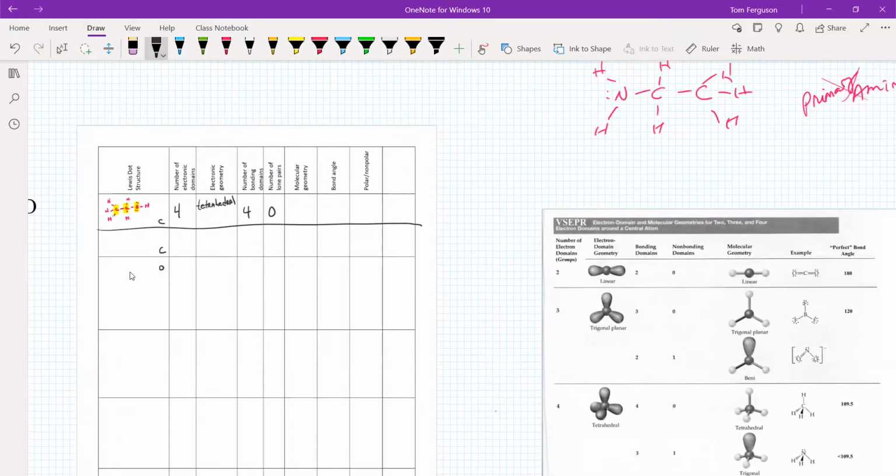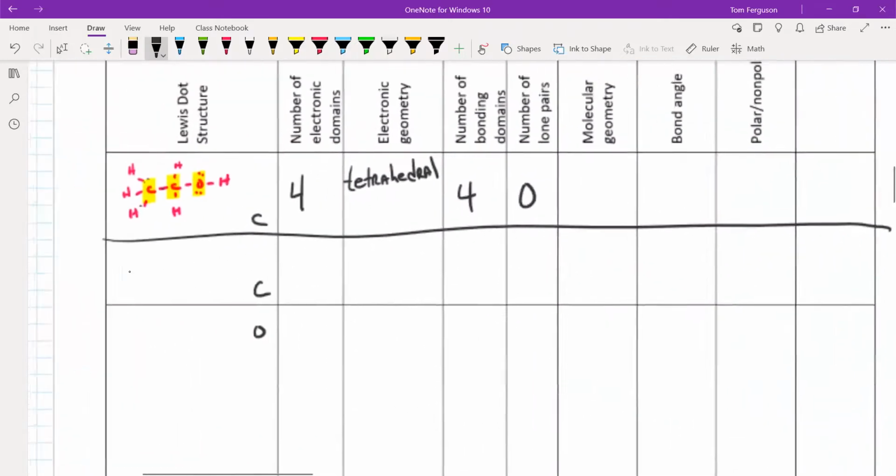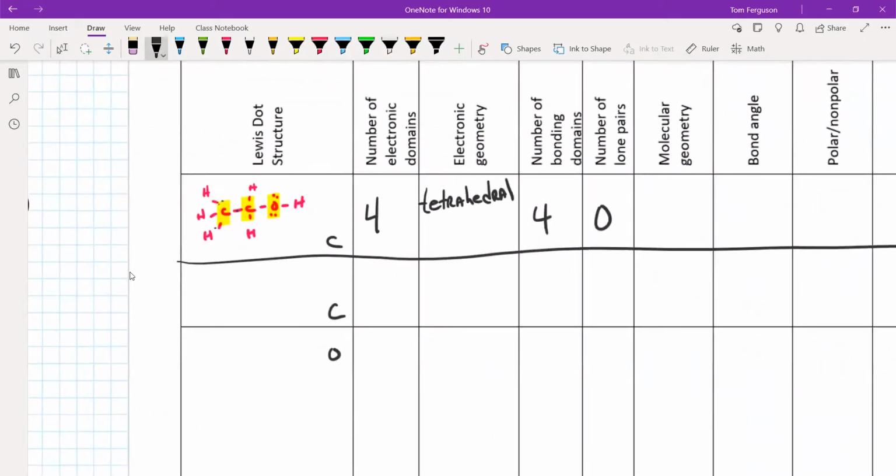So the second C here is going to be exactly the same. We have 4 electron domains. That means that's tetrahedral. And we have no non-bonding, so that's 4 and 0. So the molecular geometry is tetrahedral, both of these. And the bond angle for tetrahedral is 109.5.